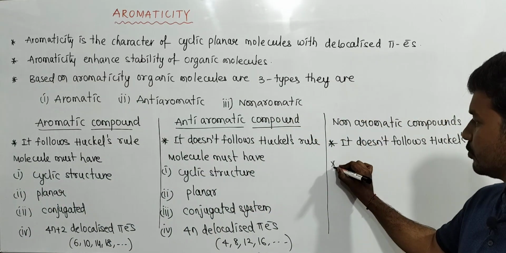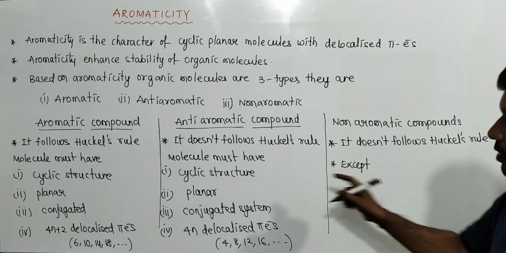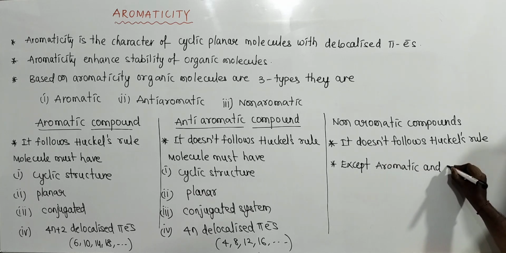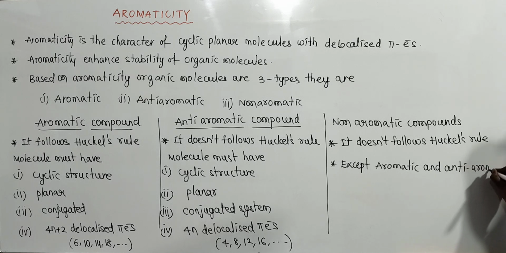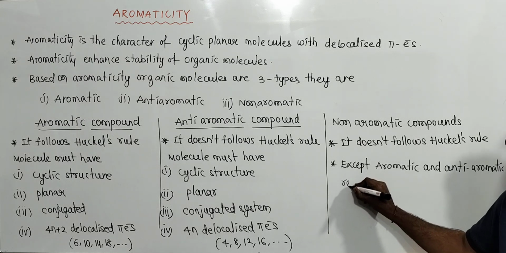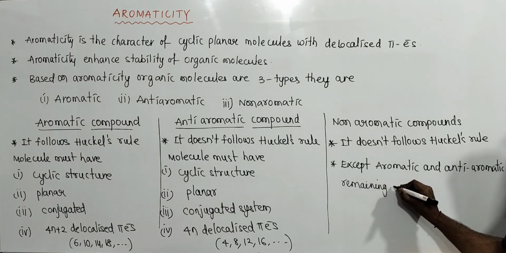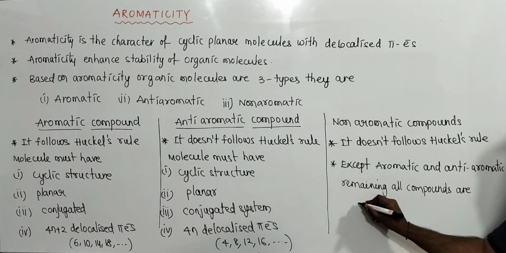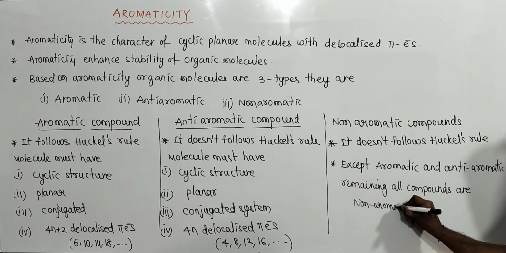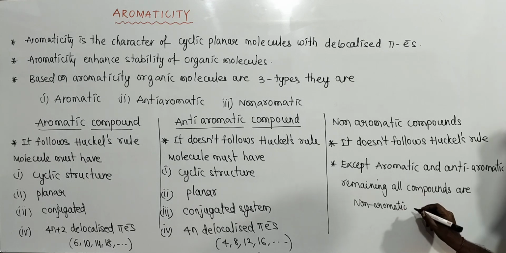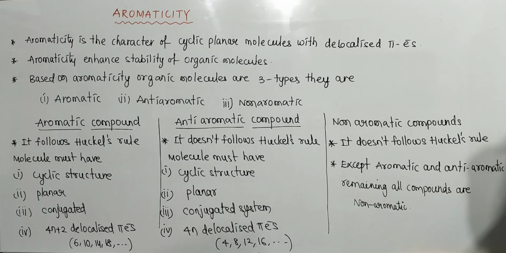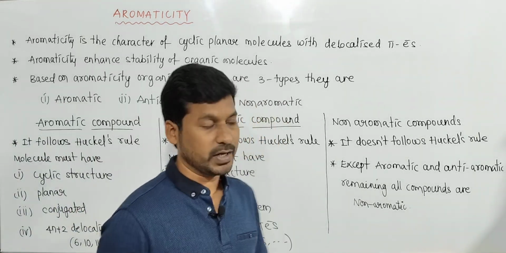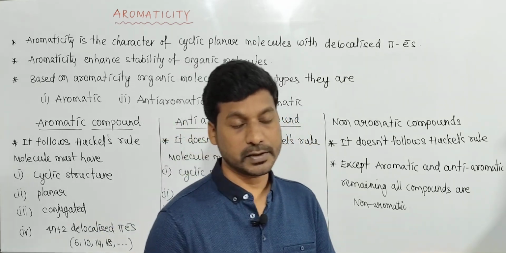Except aromatic and anti-aromatic, the remaining compounds are non-aromatic. If a molecule is not aromatic and not anti-aromatic, it must be non-aromatic. So based on aromaticity, organic molecules are of 3 types.